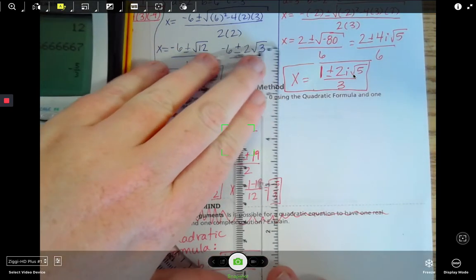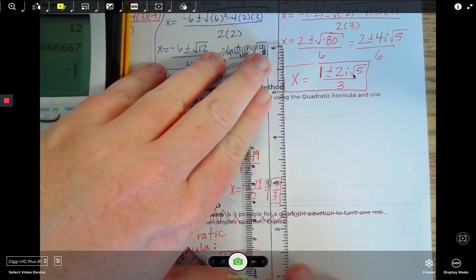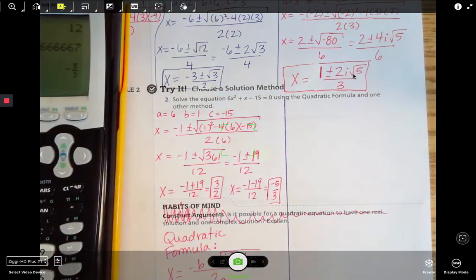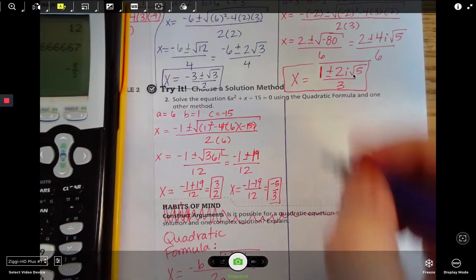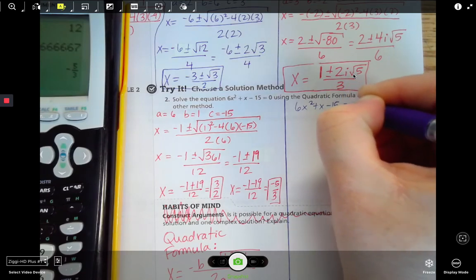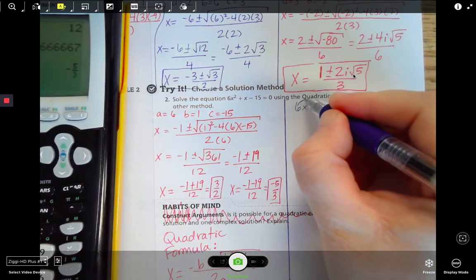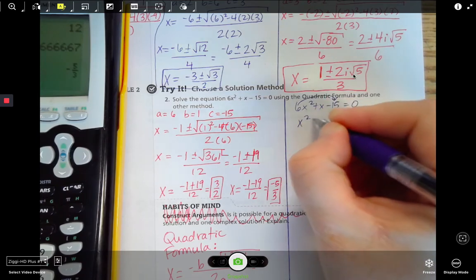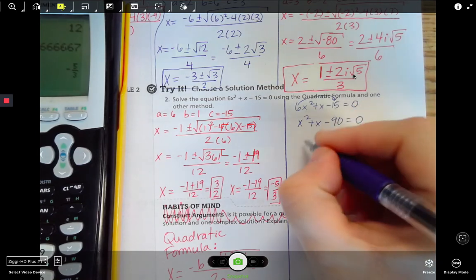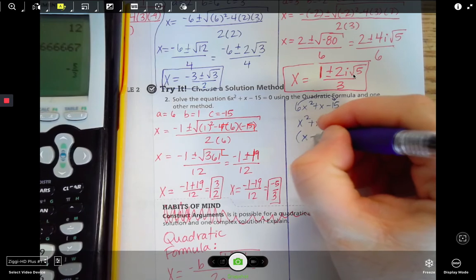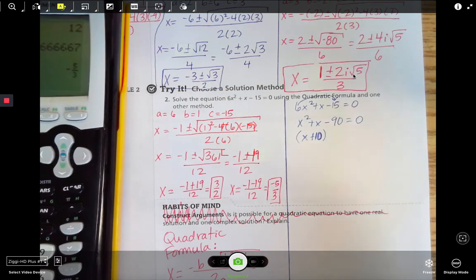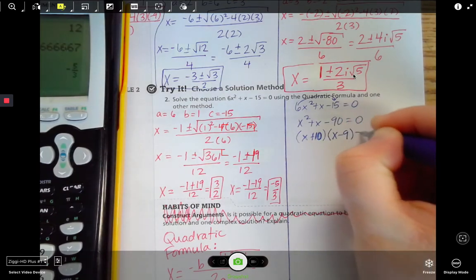Right, they told me they also wanted me to solve it using a different method. So I'm going to solve it using factoring if I can. So that's 6x squared plus x minus 15 equals 0. We use the bottoms up method, 6 times negative 15, to get x squared plus x minus 90 equal to 0, which gives me x plus 10 times x minus 9 is equal to 0.